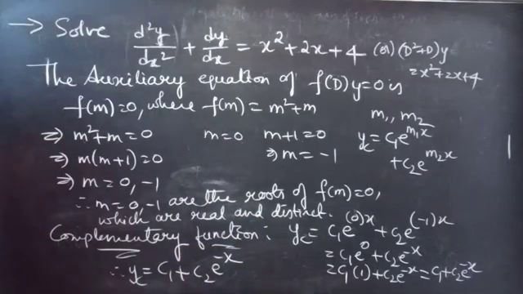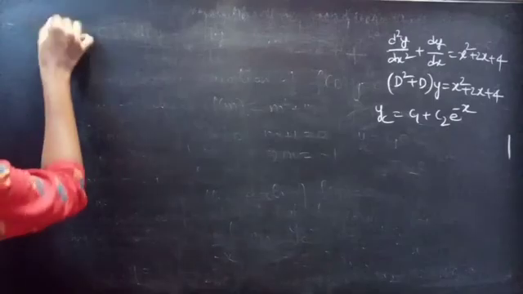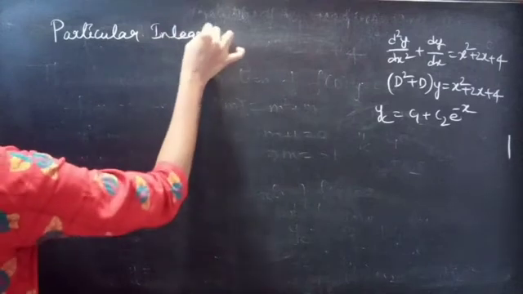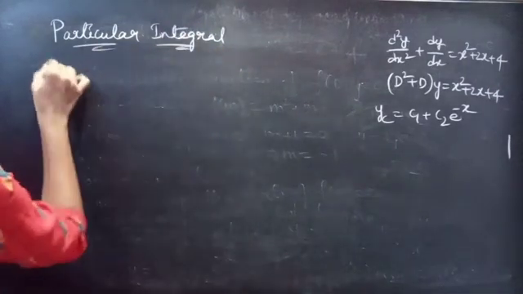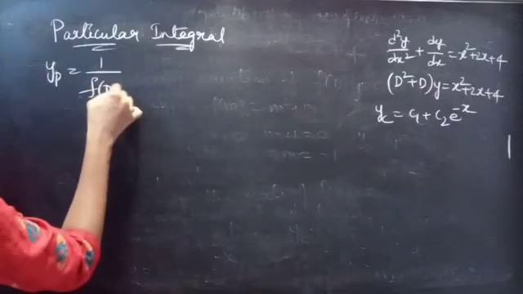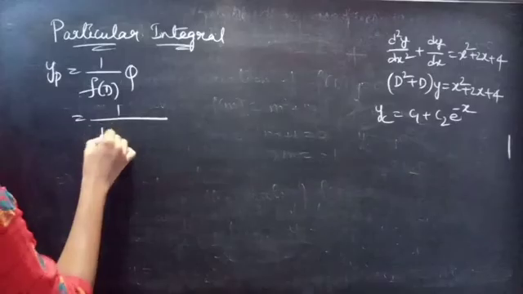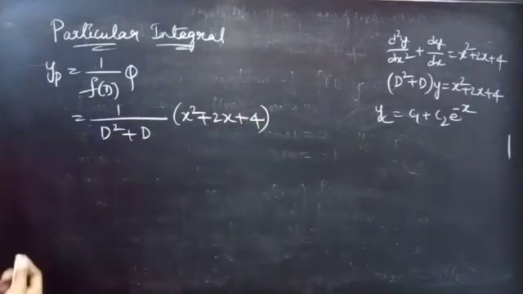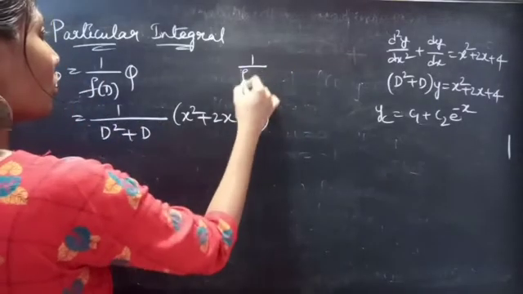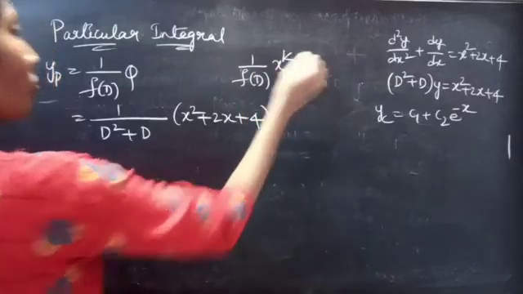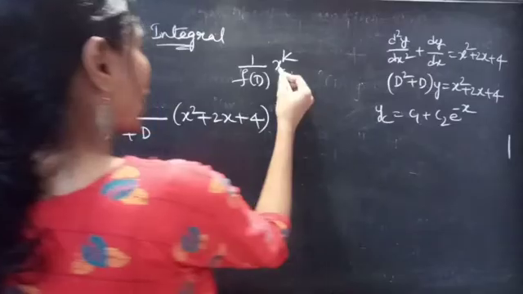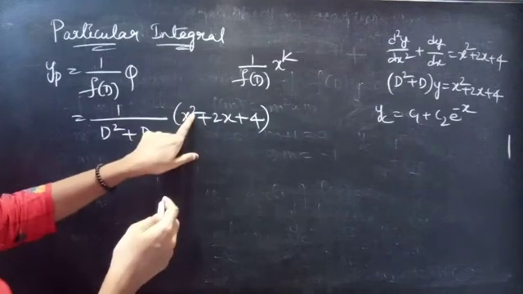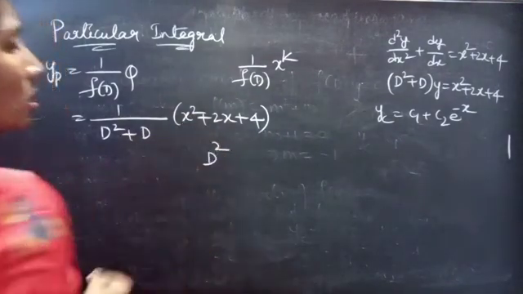Now let's find particular integral. We have yp equals to 1 by f of D into Q. For f of D, D square plus D into Q, x square plus 2x plus 4, right? So now we have yp of 1 by f of D into x power k form. Since we have here x square as the highest power, we'll get derivatives till D square.